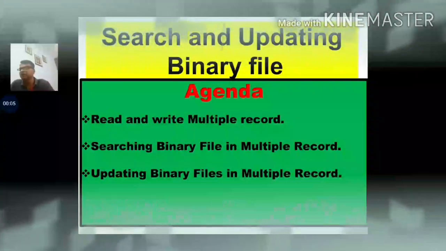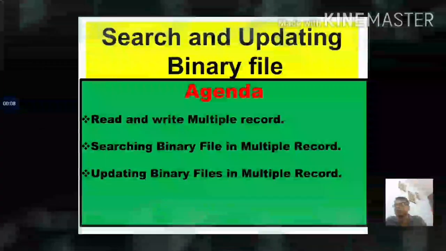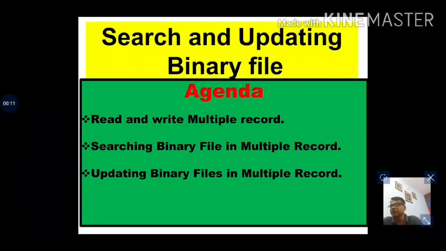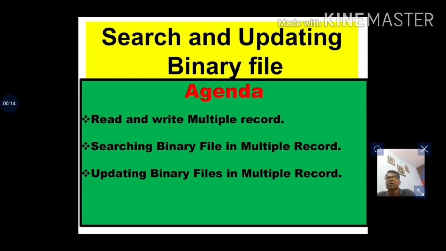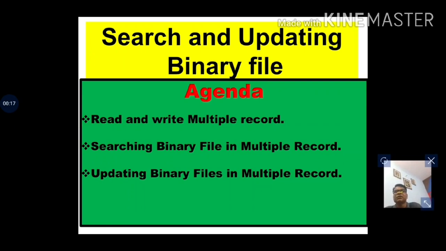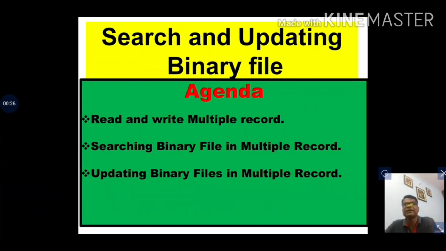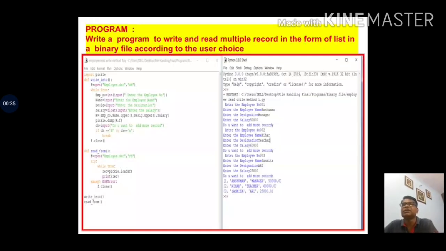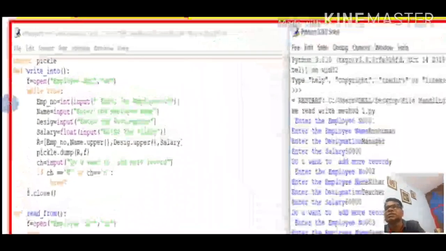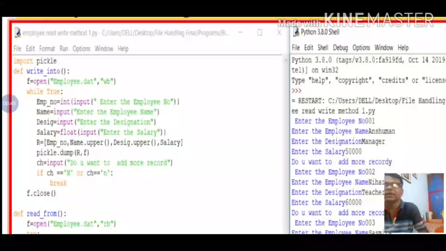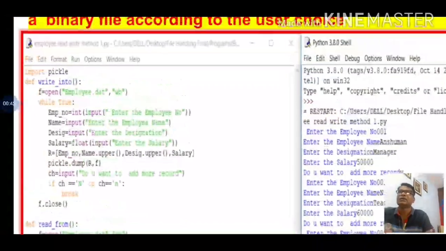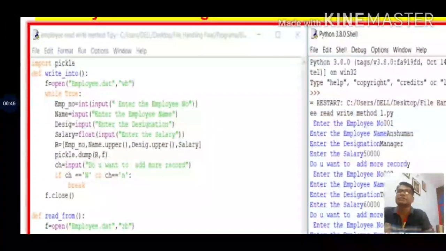In the previous video we learned about text files, binary files and CSV files. Today we will learn more about binary files: searching, updating, and how to read and write multiple records. First we will see how to read and write multiple records in the employee.dat file. I am taking an employee.dat file to read and write the data.